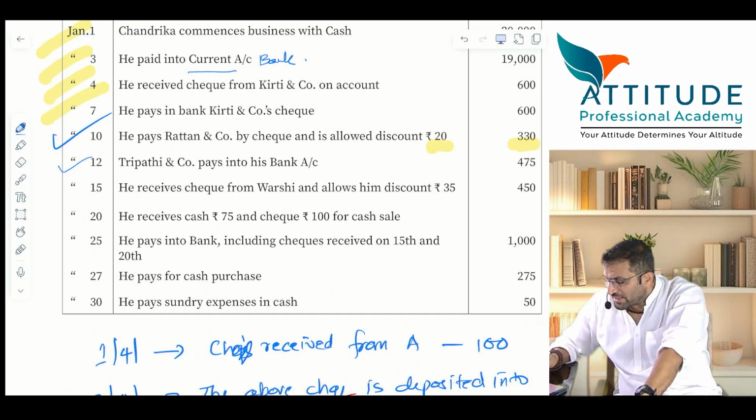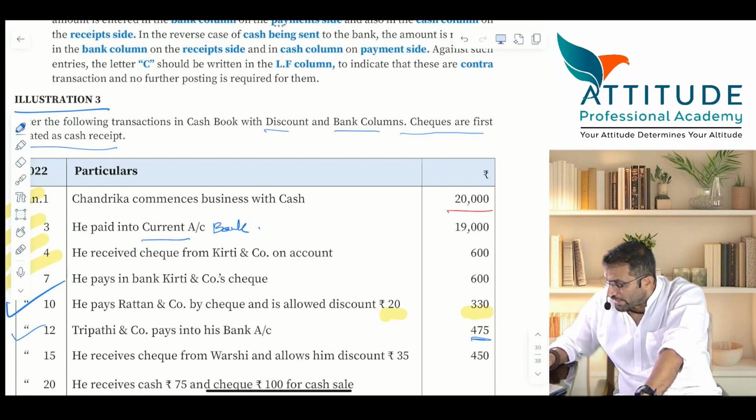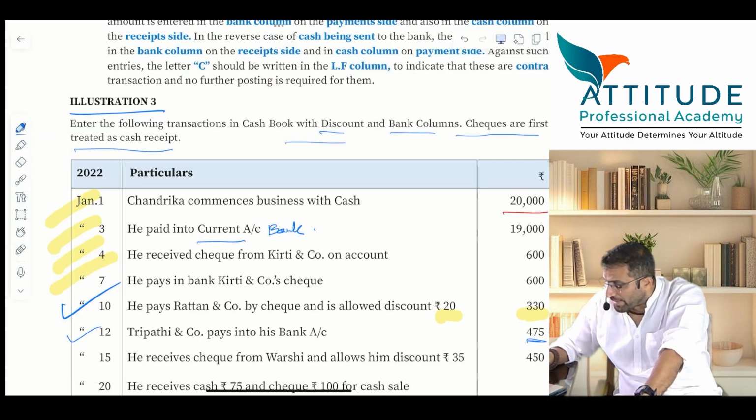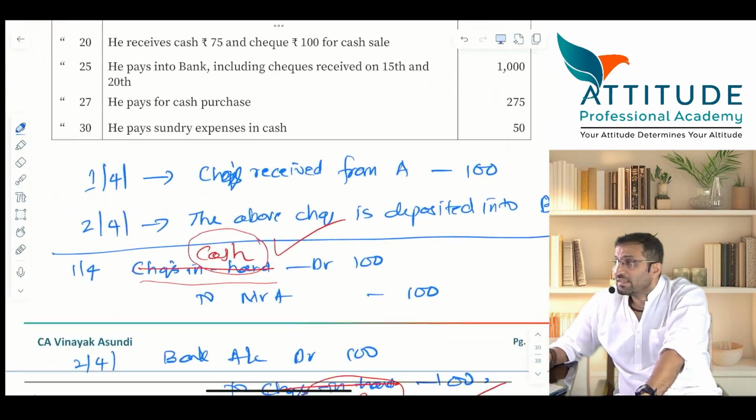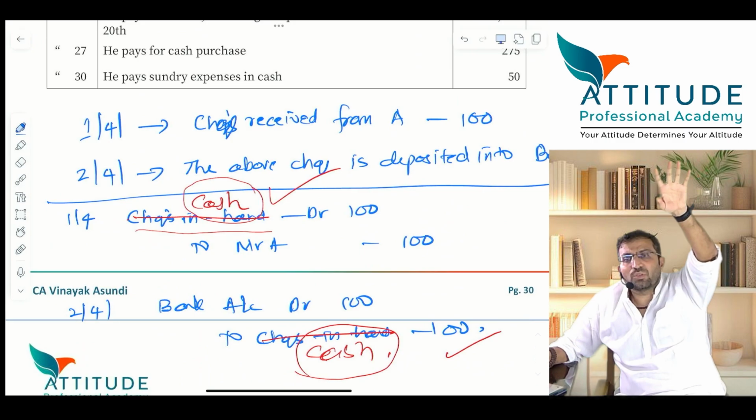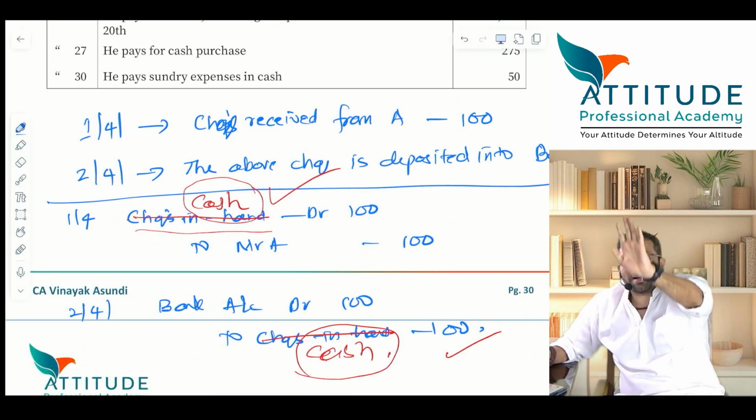Tripathi and company pays into bank for 475. Tripathi and company pays into his bank means whose bank? It is your bank. Is that clear? Now it means that directly the money has come into your bank account. Your bank balance has increased.